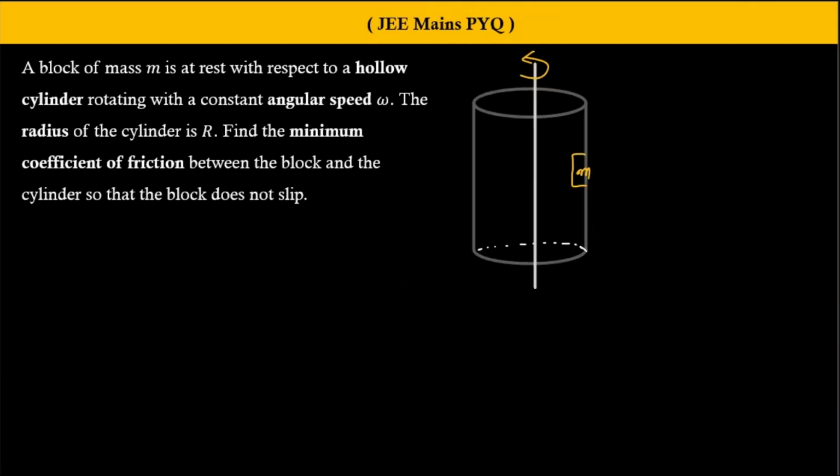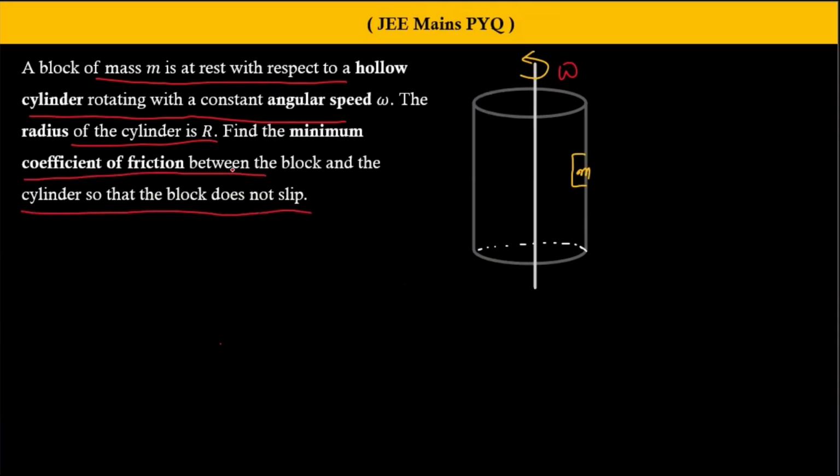Now look at this question. This is also very common, very very common, you must have practiced it if you practice questions. A block of mass m at rest with respect to a hollow cylinder rotating with a constant angular speed omega. So it is rotating with constant angular speed omega. Radius r. Find the minimum coefficient of friction between block and the cylinder so that block does not slip. This is block of mass m kept like this.